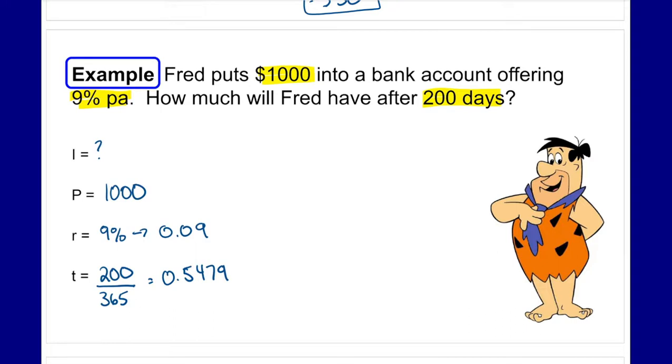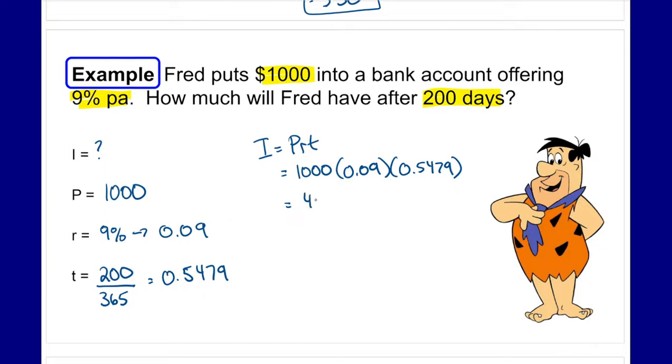So if you're given a value of time other than years, you would have to divide by how many of that unit there are in a year. Because there's 365 days in a year, that's why we're dividing the 200 by it. So to find the interest, I = PRT = 1,000 times 0.09 times 0.5479. In the end, again, it's just one calculation. We're multiplying three numbers together.